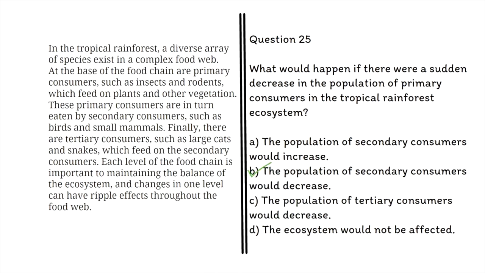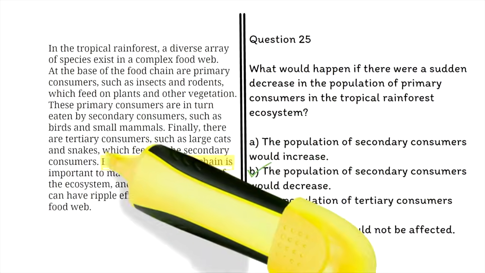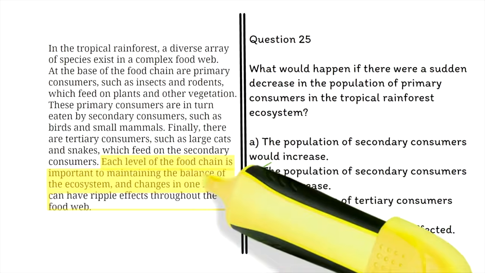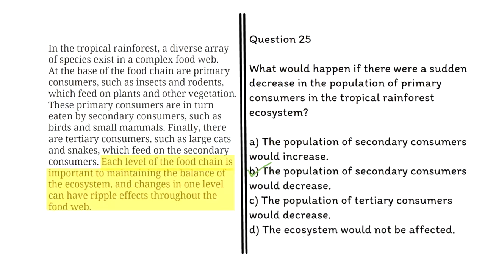The population of secondary consumers would decrease. The passage explains that each level of the food chain is important to maintaining the balance of the ecosystem, and changes in one level can have ripple effects throughout the food web. If the population of primary consumers were to suddenly decrease, there would be less food available for the secondary consumers that rely on them for food. This would likely result in a decrease in the population of secondary consumers. Choice C is also correct if you look at the ripple effects, but B is a better choice in this question.